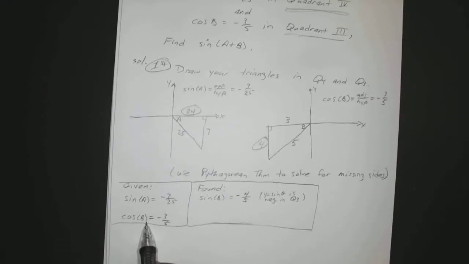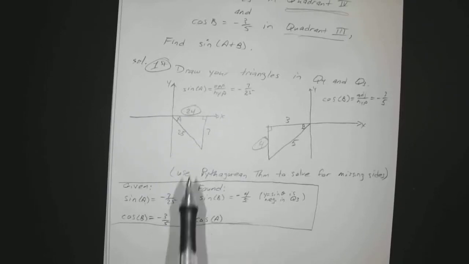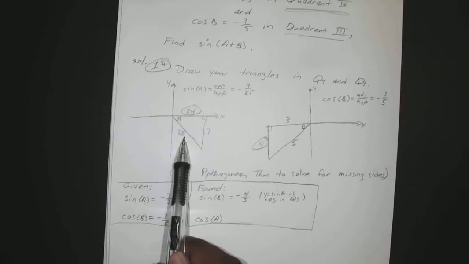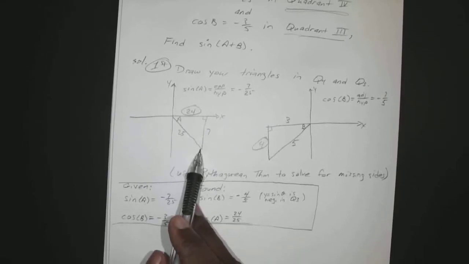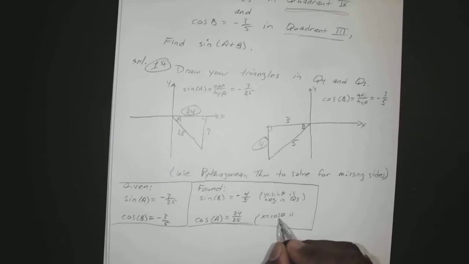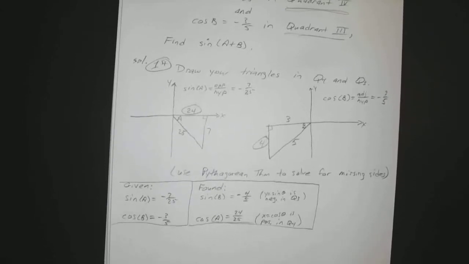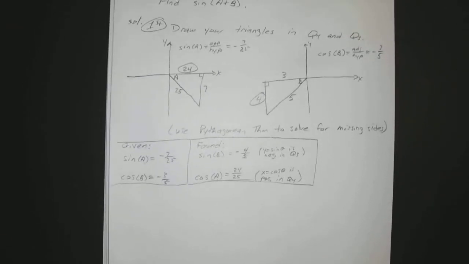Okay, now cosine of B we already have, so now we just have to find cosine of A. So cosine of A is adjacent over hypotenuse. So that's 24 over 25. And in quadrant 4, remember, x equals cosine of theta is positive in quadrant 4. Okay, so that stays positive.